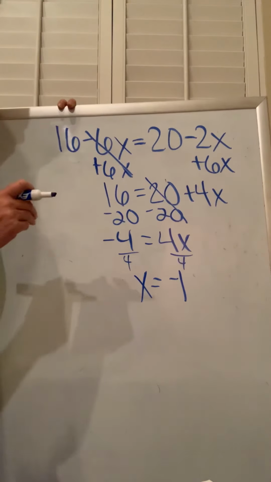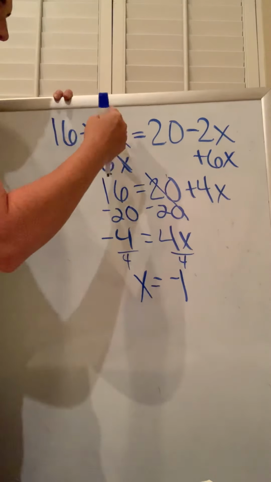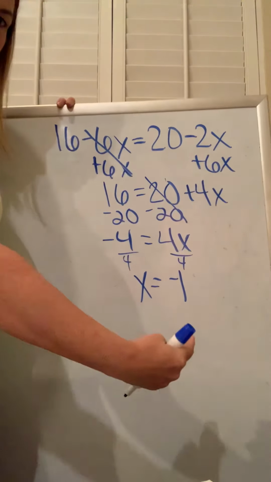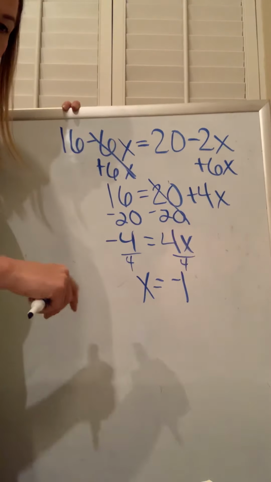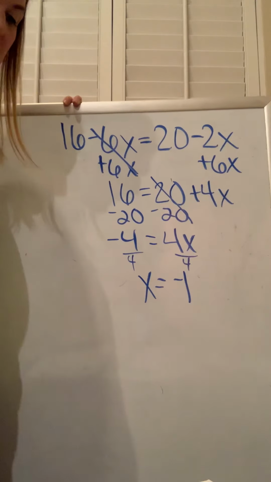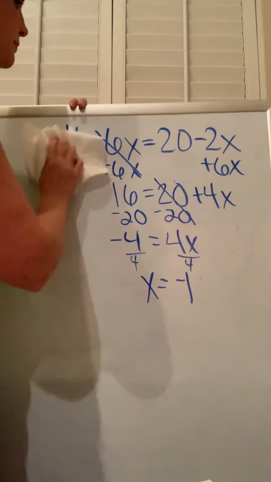Okay? So again, I'm just getting my variables on one side and my numbers on the other. I'm going to move them around by doing your inverse operations. Okay? You're isolating both things.